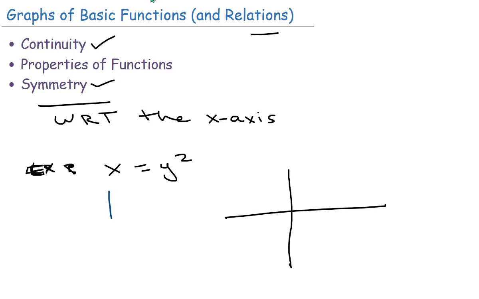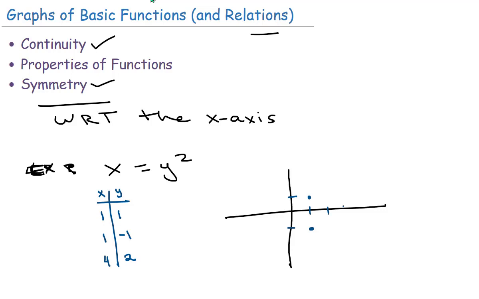If we look at the points that we plot for this, let's say y is 1, 1 squared is 1. So if y is 1, x is 1. If y is negative 1, if you square negative 1, you're going to get positive 1. So if y is negative 1, x is still positive 1. And similarly, if y is 2, well, 2 squared would be 4.